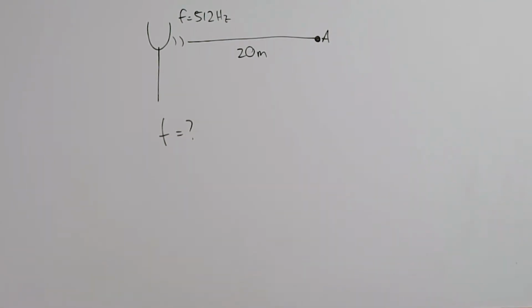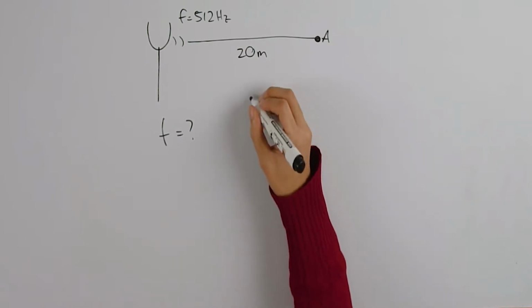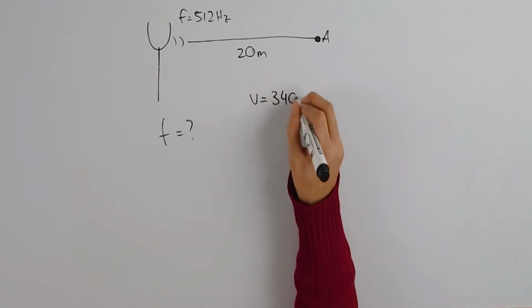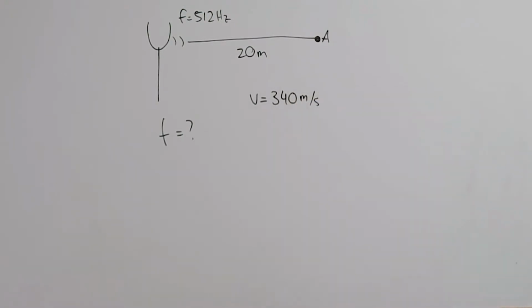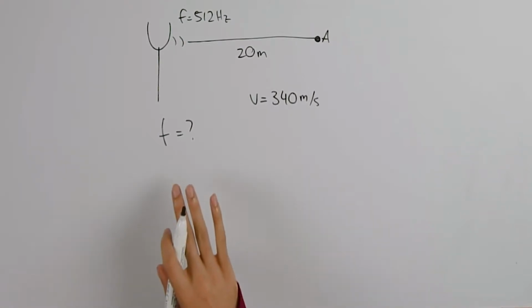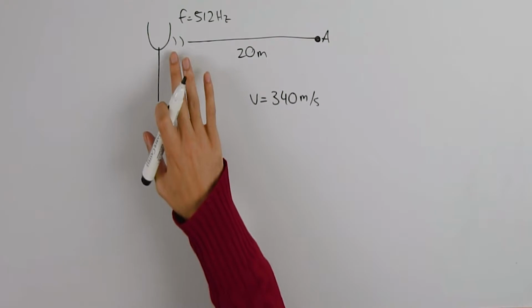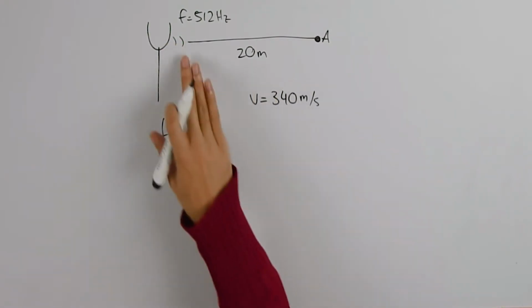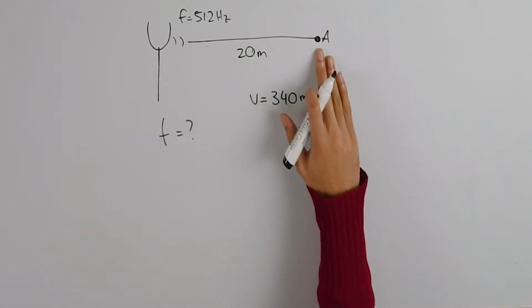In the question they also give us the speed of sound, and the speed of sound is 340 meters per second in this case. So this is actually a simple question. People will get confused because they think it's a wave question, but it's actually a kinematics question. We have something traveling at 340 meters per second. How long will it take to get to the point A?